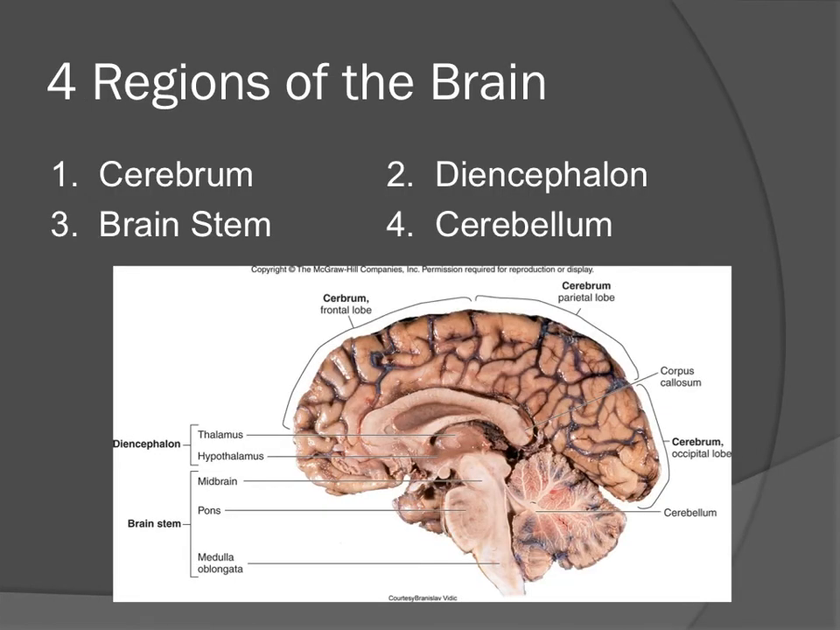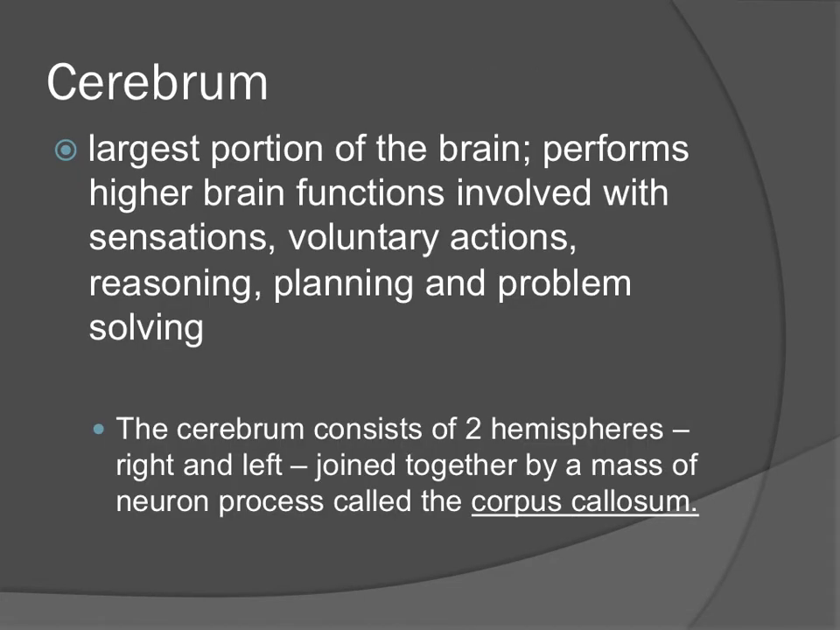And then we have 4 regions of the brain to discuss. We have the cerebrum, the diencephalon, the brainstem, and the cerebellum. So we'll get into the first one, the cerebrum. This is the largest portion of the brain, and it performs higher brain functions involved with sensations, voluntary actions, reasoning, planning, and problem solving. The cerebrum consists of 2 hemispheres, the right and the left, joined together by a mass of neuron processes called the corpus callosum.